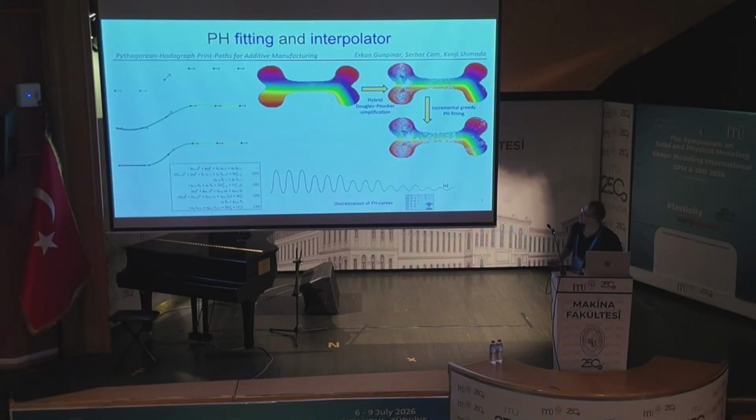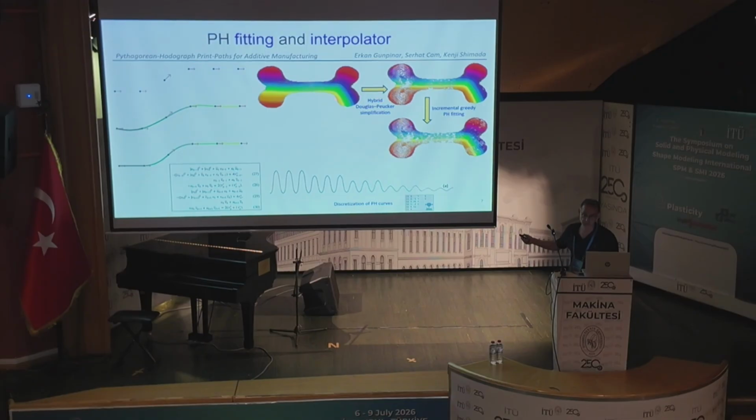So here is the input. It's Hermite data where we want to satisfy positional and tangent constraints first. To counter the high computational cost of exact fitting, this is coarsely sampled actually. If we use this, yes, we can obtain PH curves, but instead we try to simplify the Hermite data. We use a hybrid Douglas-Peucker simplification method.